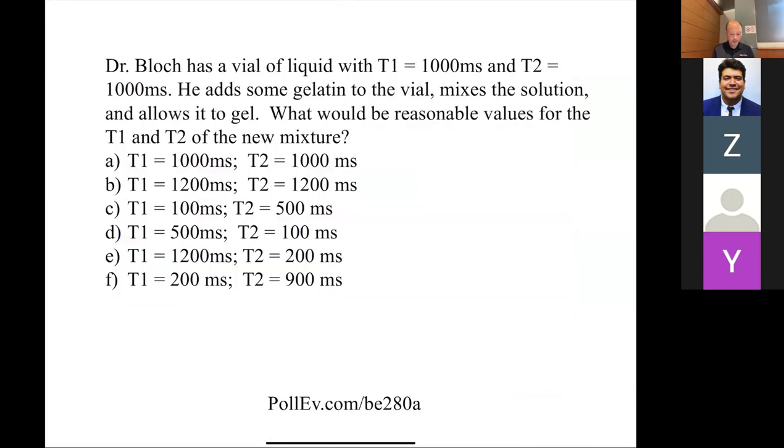Let's think about this to consolidate your understanding. Imagine I have a vial of liquid and the T1 is 1,000 and the T2 is 1,000. Then I add some gelatin to the vial and let it set, and then I go back and measure it again. What would be a reasonable value for the T1 and T2 of the new mixture? I'll open up the poll so people can respond online.